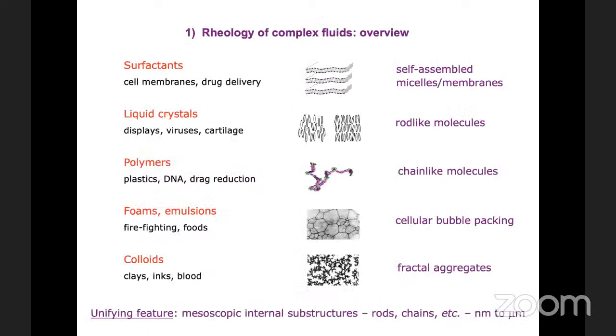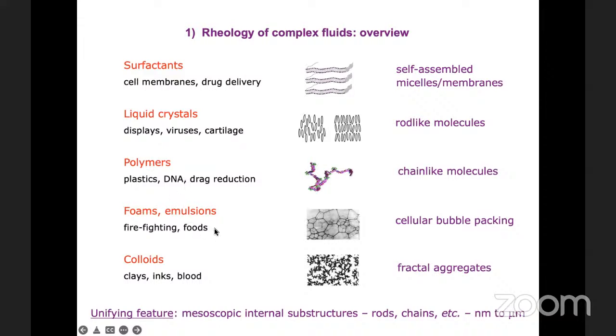All right, so let's introduce complex fluids then. What do we mean by complex fluids? Well, there are many different examples of these, classes of these. These include surfactants, liquid crystals, polymers, foams, emulsions, colloids. And they find a huge range of applications, both in nature and technology. So, for example, the membranes of biological cells inside our bodies are essentially made of surfactant-like molecules. Liquid crystal-like materials are found in cartilage and viruses, but they're also used technologically in displays. Polymers obviously find very wide applications in plastics, but actually also the basic molecule of inheritance, DNA, is a polymer.